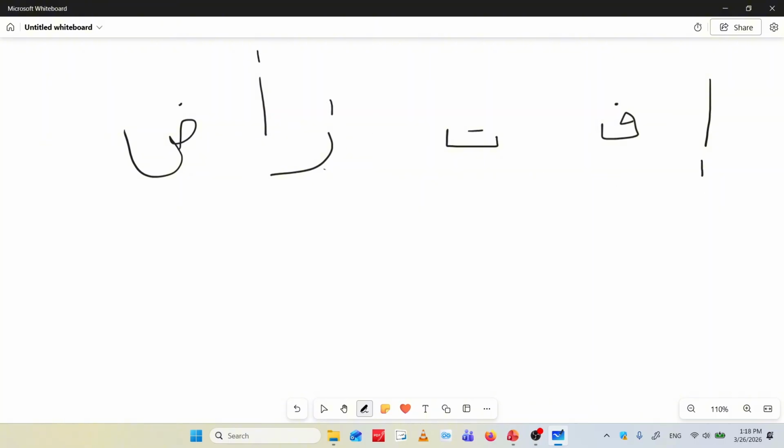The next word is alif, fa, ta, ra, alif, and dad. So we have alif is a one-way connector, ra is a one-way connector, and the alif is a one-way connector again. And then we have two-way connectors for the others.